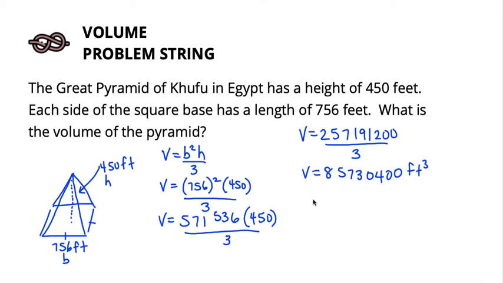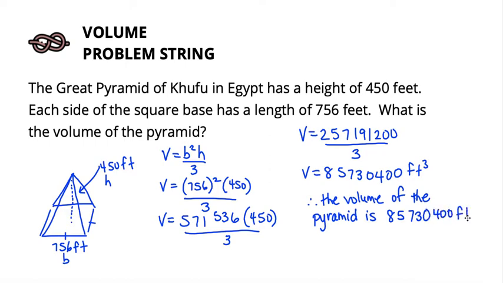So now I can write a therefore statement. Therefore, the volume of the pyramid is 85,730,400 feet cubed. And that's pretty incredible, right? For the time when the pyramids were built. Fascinating. Okay.